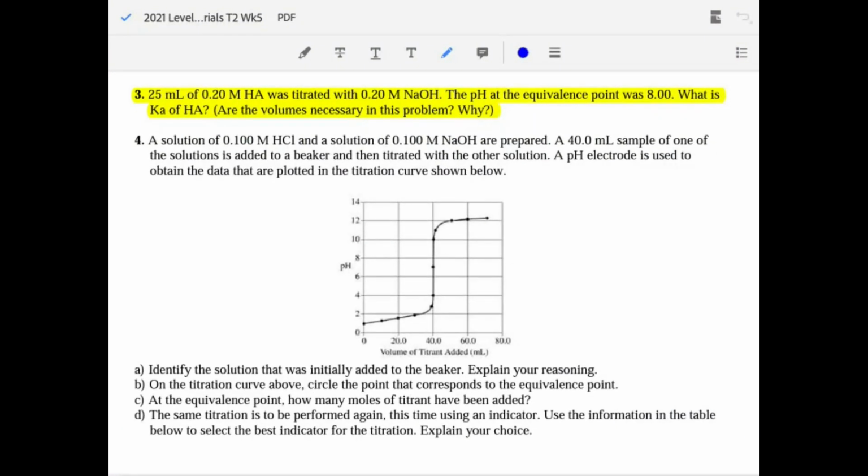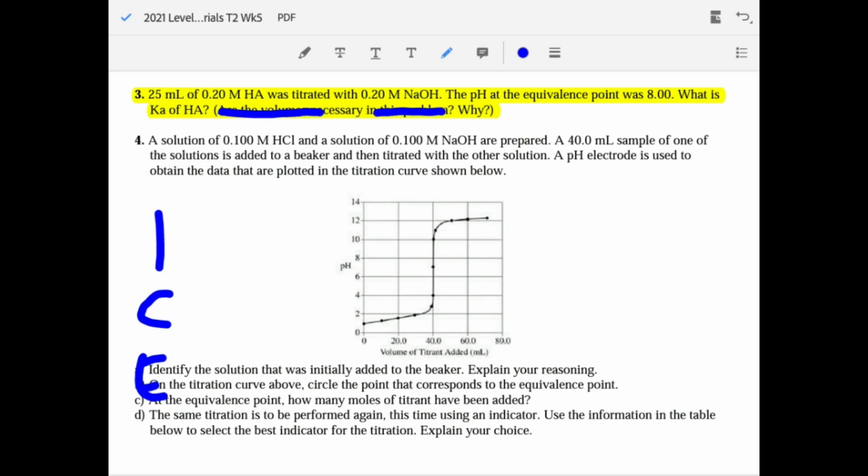Number 3, 25 milliliters of 0.2 molar HA was titrated with 0.2 molar NaOH. pH is 8 at equivalence. What's the Ka of HA? So here you need 2 ICE tables.